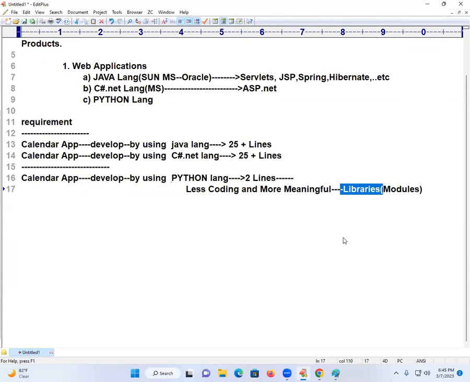How many header files are available in C language? 256 header files are there. How many header files were you taught? stdio.h, conio.h, string.h, math.h. Only 4. In those 4, they taught only 2 functions. 256 minus 4, you don't know how many? 252 header files you don't know.